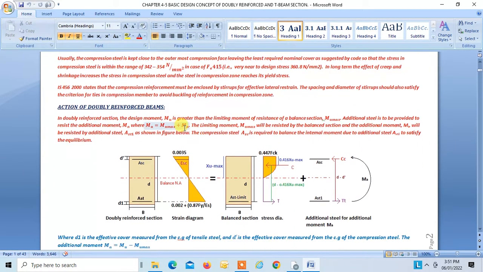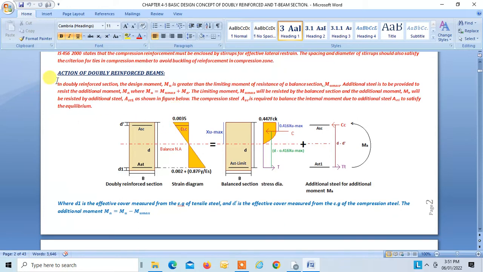Now, action of doubly reinforced beam. In doubly reinforced section, the design moment Mu is greater than the limiting moment of resistance of the balanced section, Mu max or Mu limit, whatever you say. That means when the design moment is found greater than Mu max, then you have to go for design of a doubly reinforced section.